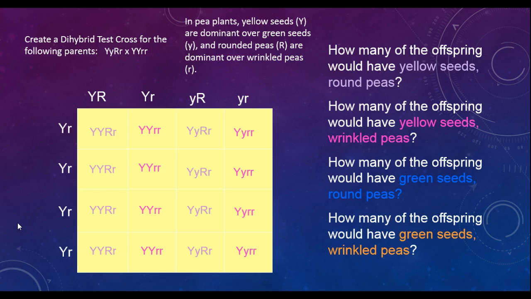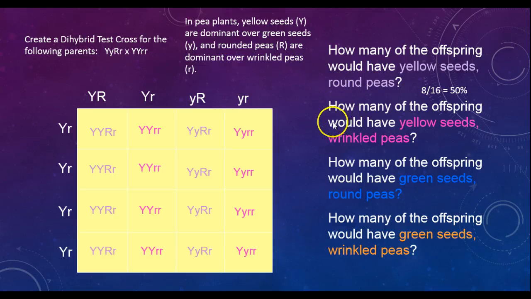Now that we have the dihybrid test cross completely filled out, we can start collecting data. And the data will be collected by answering the following four questions. The questions are based on the phenotypic outcomes that could happen. How many of the offspring would have yellow seeds and round peas? That means it has at least one capital Y and one capital R. There are 8 of the outcomes that do follow this big Y and a big R. Therefore, 8 out of 16 will show yellow seeds and round peas.